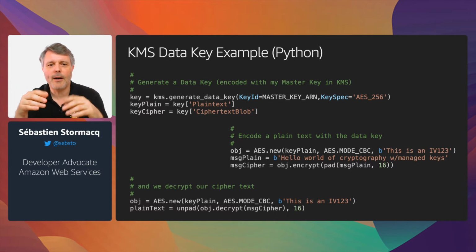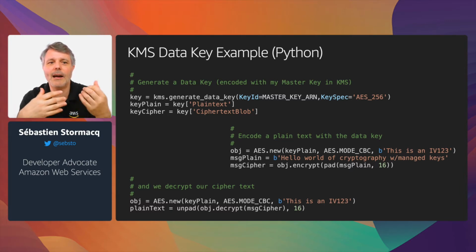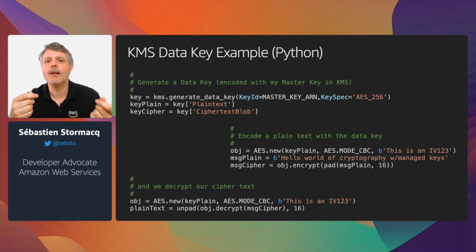The code is in 3 parts. You see the 3 blocks on the screen. On the first part, I generate a data key. Remember, before encrypting a document, you need to have a unique key, a data key, to encrypt that document. So I'm calling an API on KMS, generate data key. I give 2 parameters to that API.